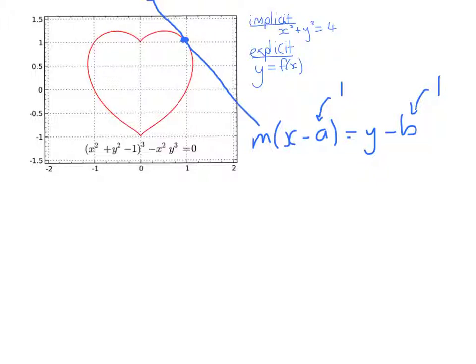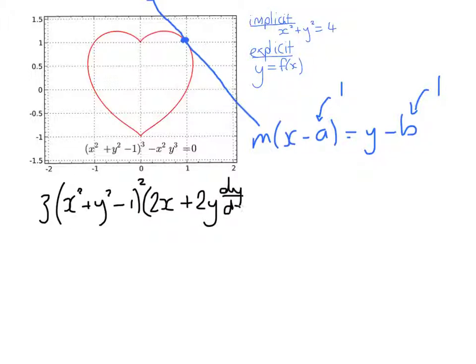Okay, I've got a big mother function here, cubic. So I'm going to differentiate the mother function first, leaving the baby inside, and then multiply by the derivative of that baby. So the baby is x squared plus y squared minus 1. Let's differentiate the x squared. Now let's differentiate the y squared. Well, that's a mother in its own right. So differentiate the mother function squared, multiplied by the derivative of the baby. The baby is a y. And 1 differentiates to 0.